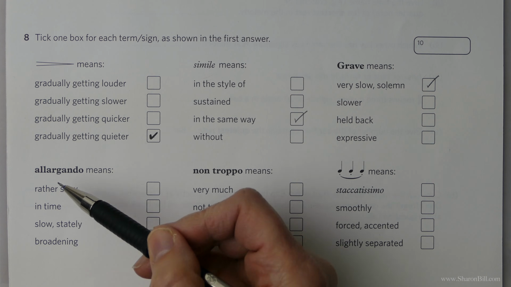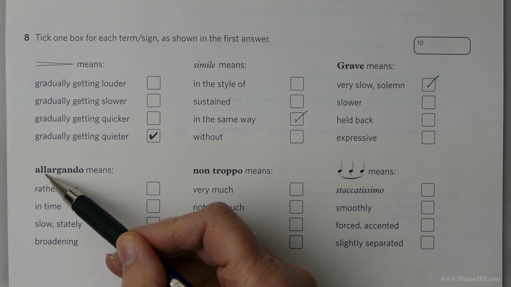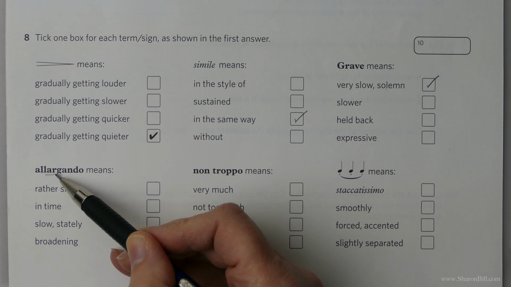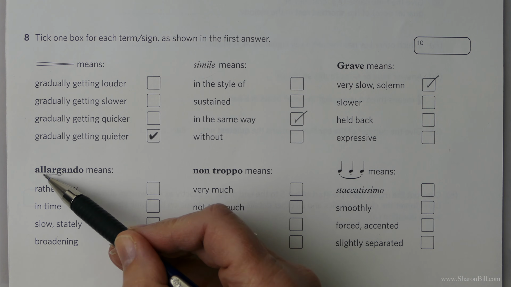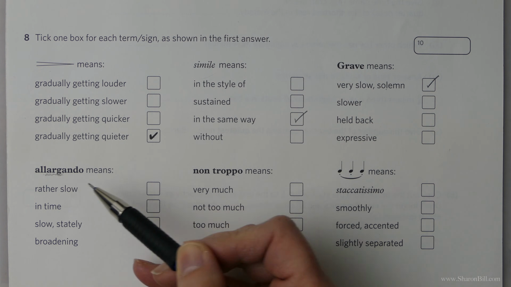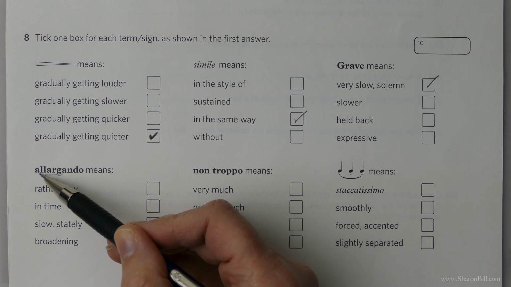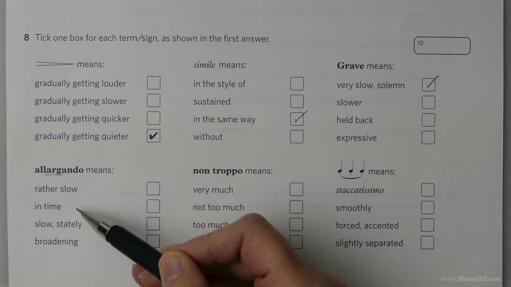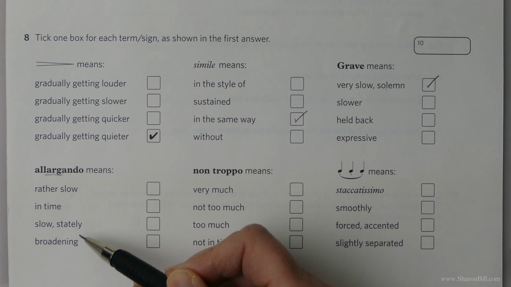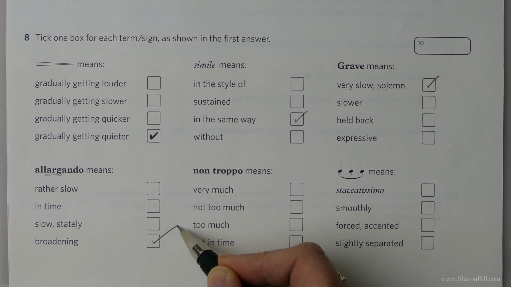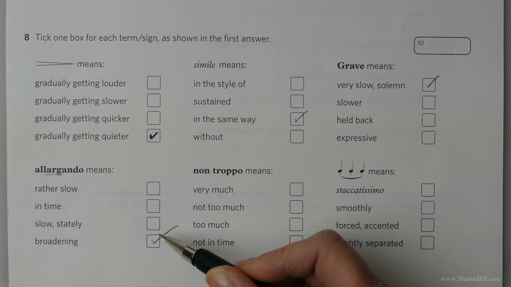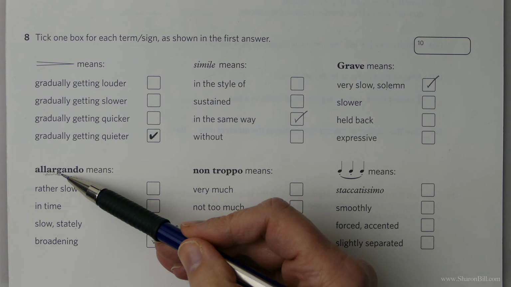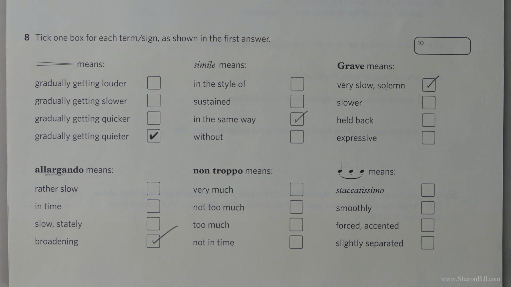Now we have allargando. It's very similar to the root word, you remember we did largo in grade 1. We can see the largo, slow root word. However, it's given a little bit more description, and it isn't just slow and stately, that would be your largo. It's broadening. So just a little bit of revision there. It's not a million miles away from the root word though, so it does make sense.